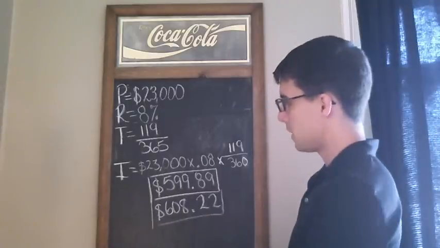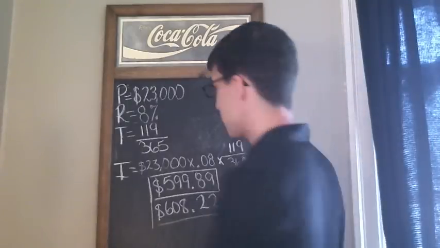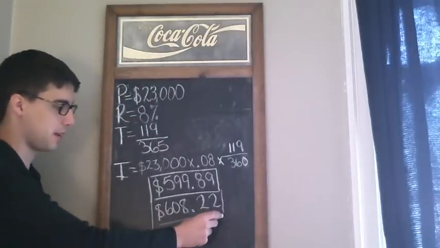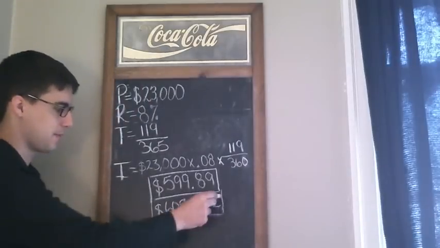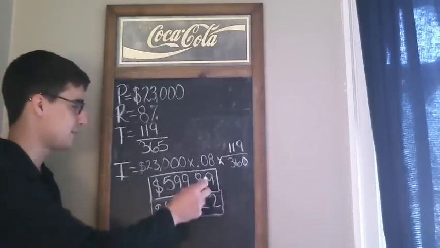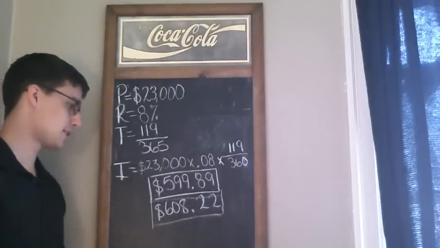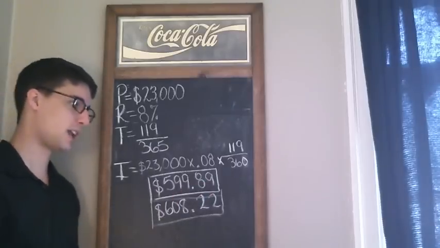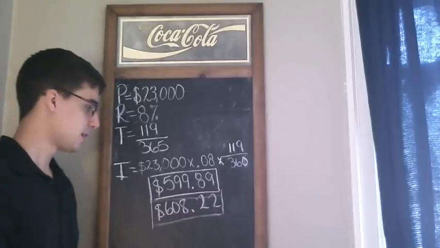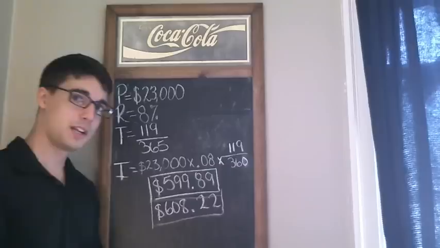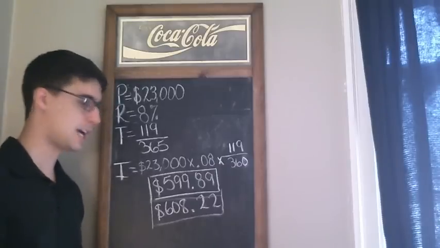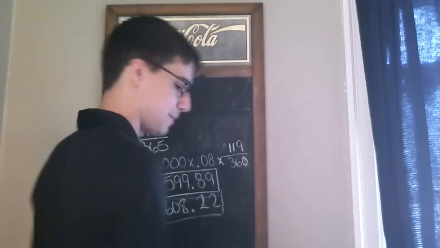So you can see why most banks prefer using the ordinary interest method here, because they get more money. And it might not seem like that much, $599.89 to $608.22, but you have to think, if they're getting this from so many people, it really starts to add up there, doesn't it? Right.